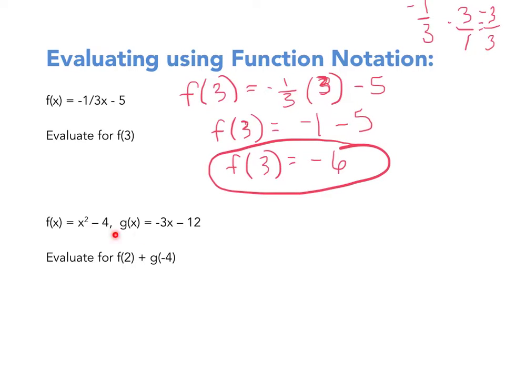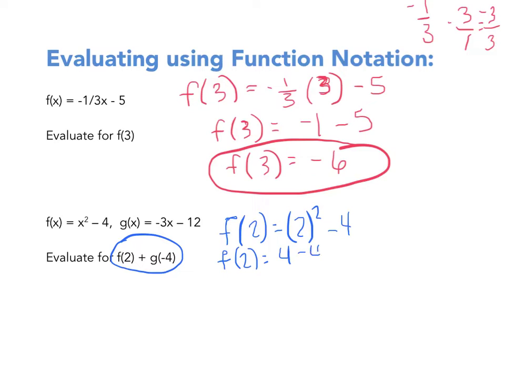You'll also see things a little more complicated, like this one right here. So you're given an f of x function, you're given a g of x function. You need to evaluate for f of 2 plus g of negative 4. So what that looks like is you have to evaluate both your functions and then add them together to get whatever this is. So f of 2 equals replacing x with 2 squared minus 4. F of 2 equals 4 minus 4. So f of 2 equals 0.